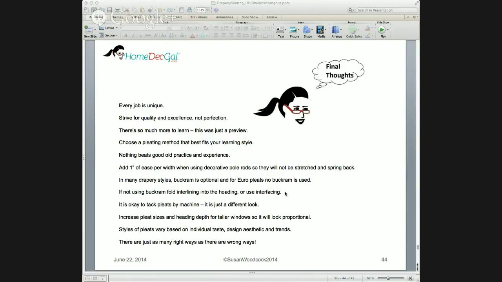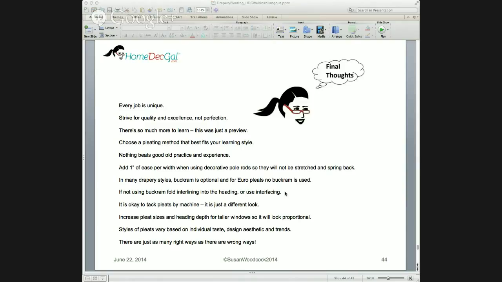Increase your pleat sizes and the heading depth for taller windows so it'll look proportional. So you'll want to have on the big, tall, two-story windows a 7 or 8 inch pleat, and instead of using a 4-inch heading, you might want to have a 6 or 8 inch heading. It sounds huge, but when you look up at that tall window, it doesn't look huge. It looks proportional. So you can alter that depending on your project.